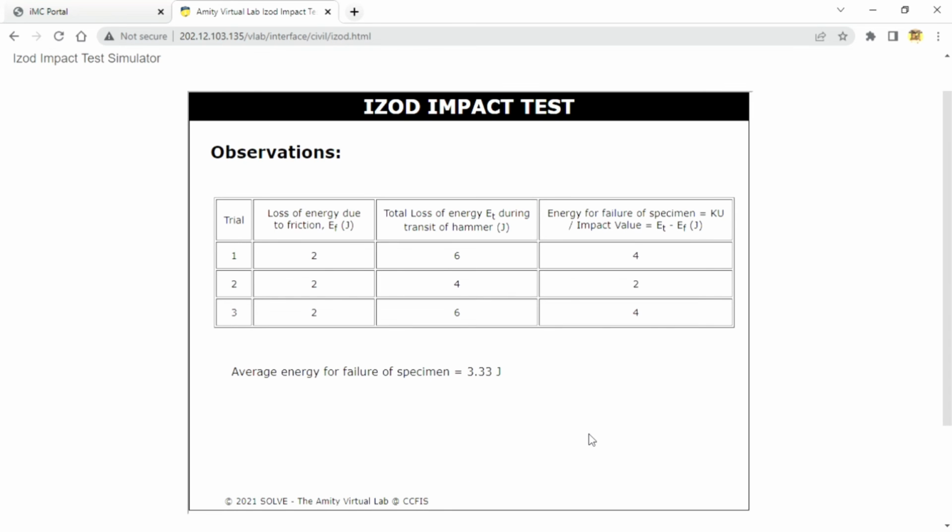So these are the observations of trials 1, 2 and 3. The average energy for failure of the specimen is 3.33 joules.